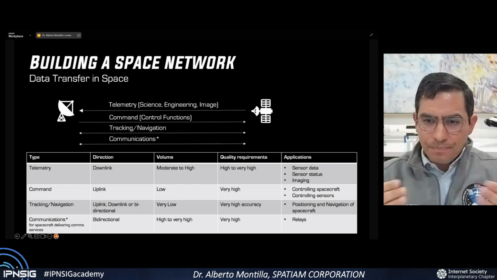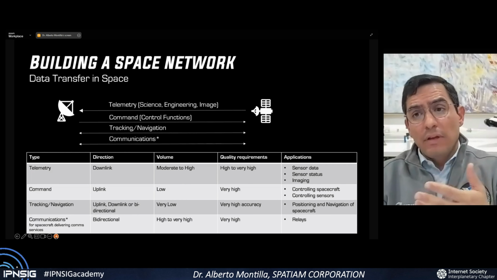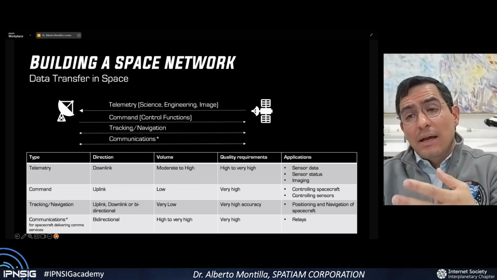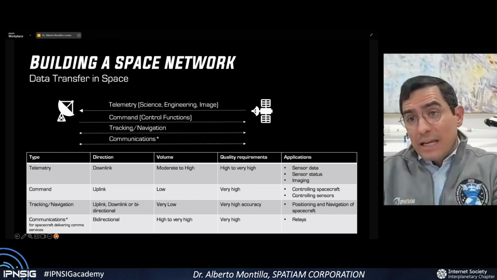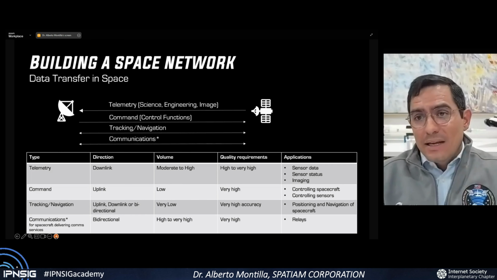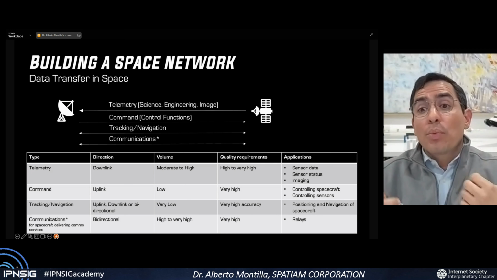And last but not least, and this is a specific use, if you have a relay satellite, in this specific case, the purpose of the relay satellite is to relay data. Basically the main use of the satellite is for communications.